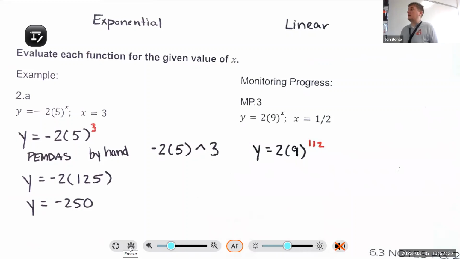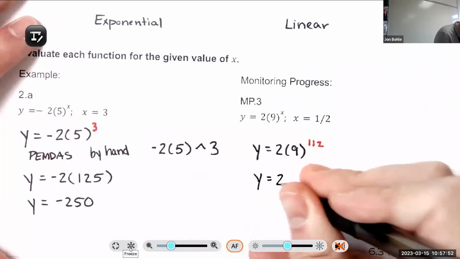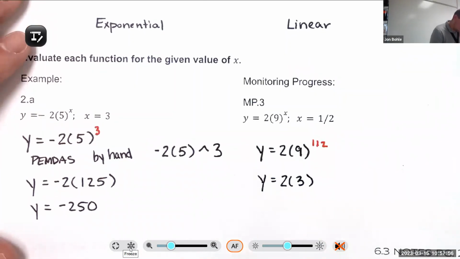I thought I heard somebody say it. The second root or the square root? What's the square root of 9? What number multiplied by itself gives you 9? 3. So this here would just end up being 2 times 3. So 2 times 3 is 6.